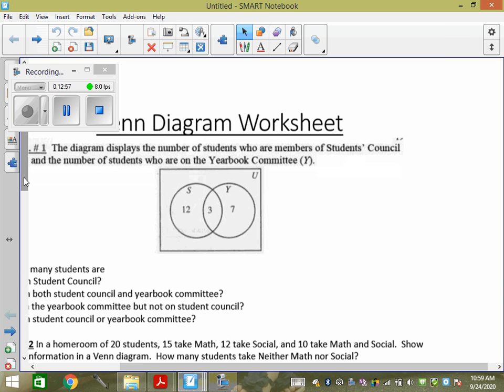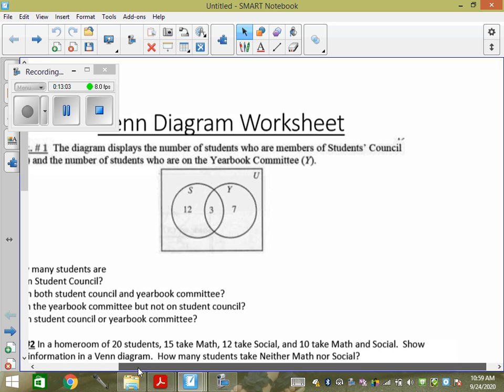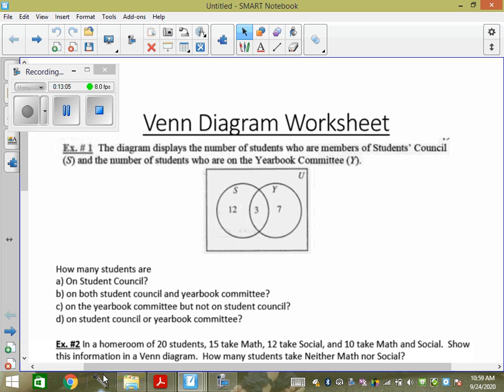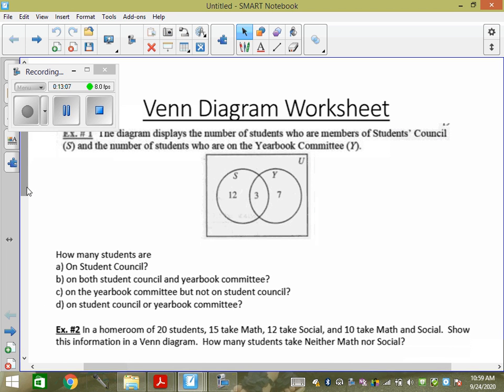Okay, so the first one says, the diagram displays the number of students who are on student council, S, and the number of students who are on the yearbook committee, Y. How many students are on student council? 15. Why not 12? There's 3 in both. So those are still counted in student council, correct? What about student council only? 12. So that's the difference, is the only.